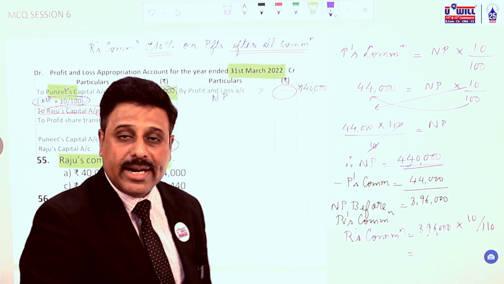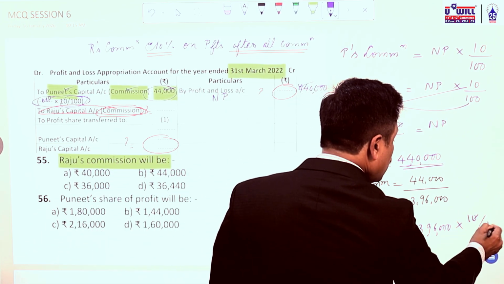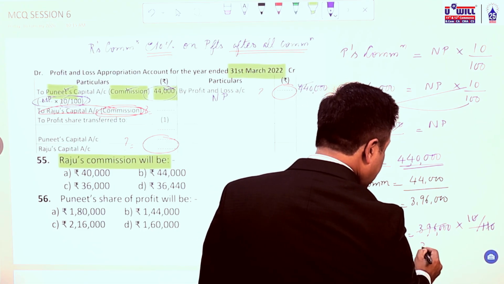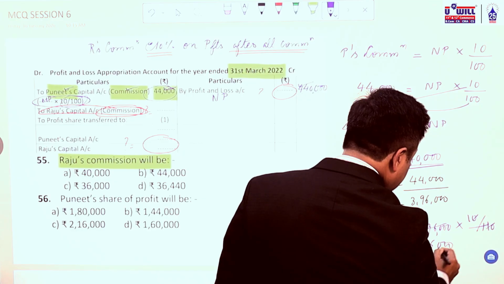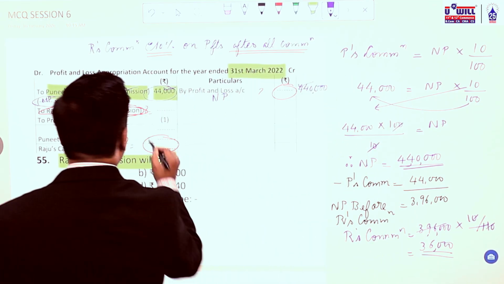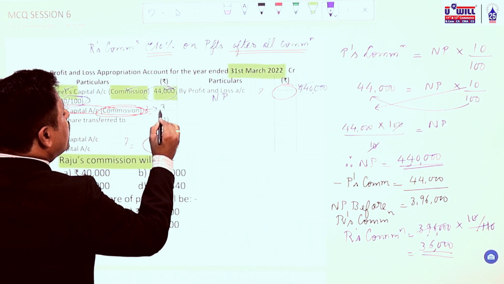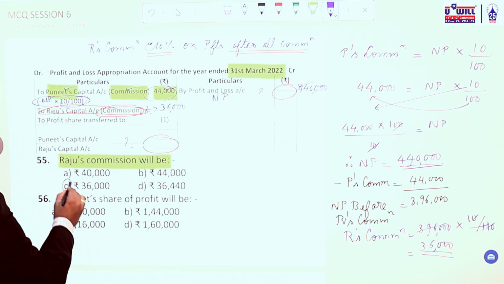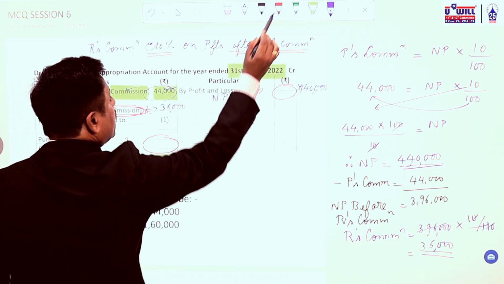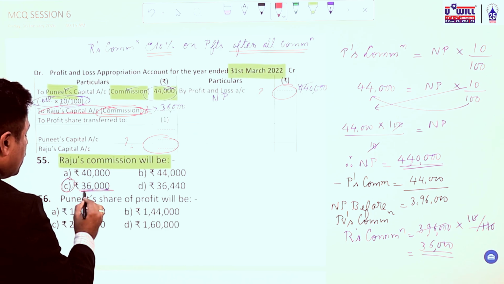Now the 10 and 110 cancel, leaving 11. 11 into 3 is 33, and 11 sixes are 66, so 36,000. What would be the amount of Raju's commission over here? 36,000. This means option C will be your correct answer.